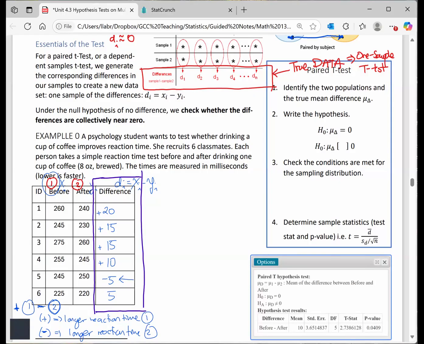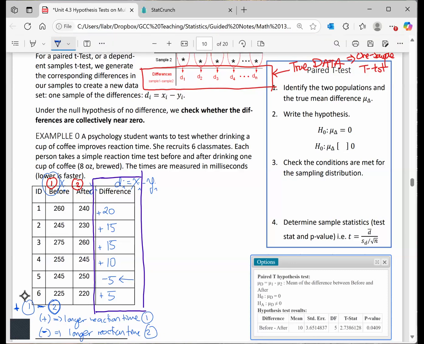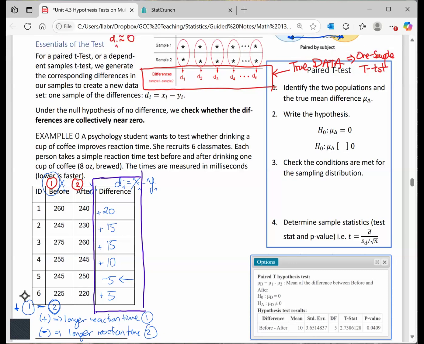So overall, we can see that there is a tendency here for the first value to be larger, which means that they take longer to react. A tendency. And now that we've got our sample, you can see how it's very natural to write the null hypothesis.